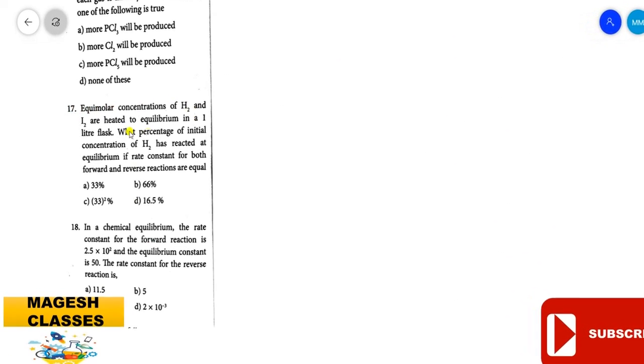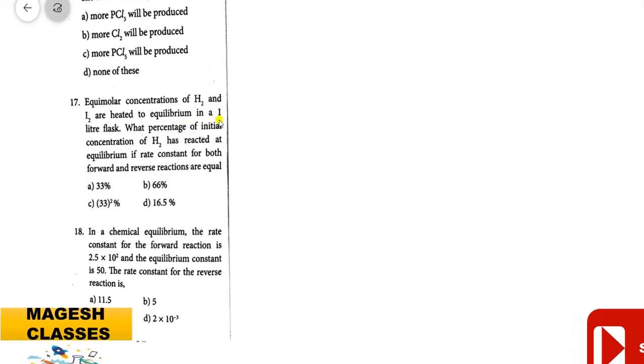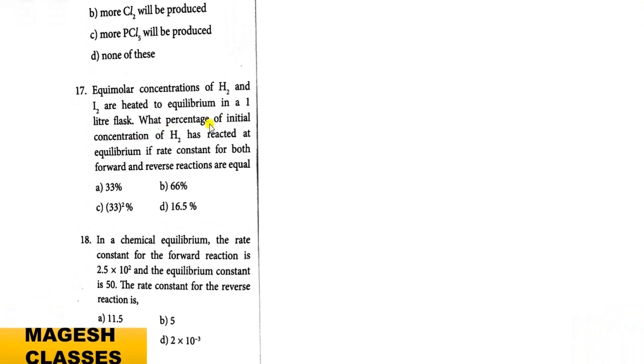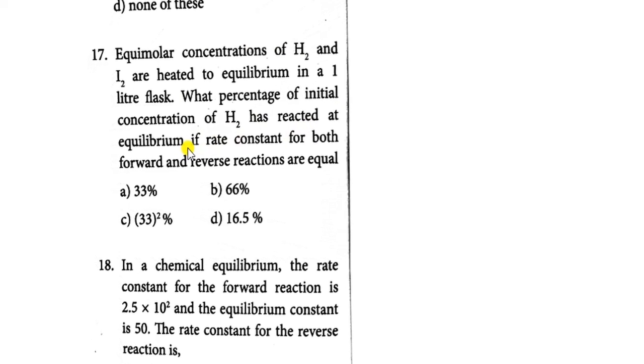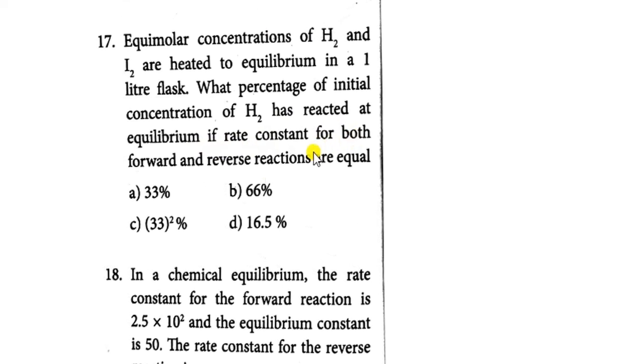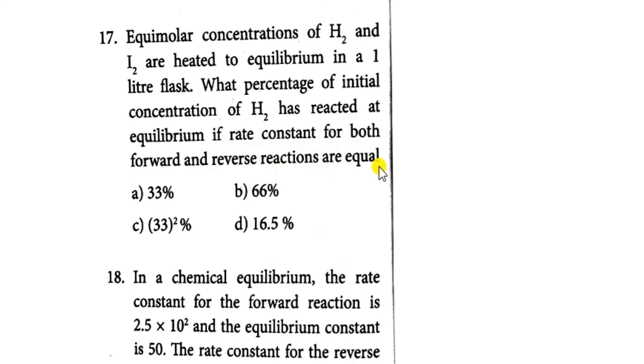Question number 17. Equimolar concentrations of hydrogen and iodine are heated to equilibrium in a 1 liter flask. What percentage of the initial concentration of hydrogen has reacted at equilibrium, if the rate constants for both forward and reverse reactions are equal? For that, the equation is hydrogen iodide formation, that is, hydrogen and iodine are heated to attain equilibrium. So this is the basic equation.